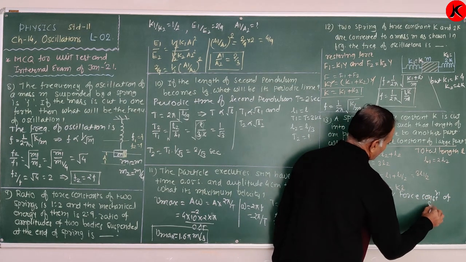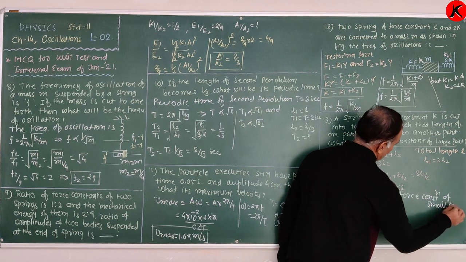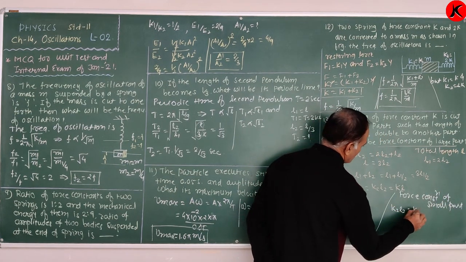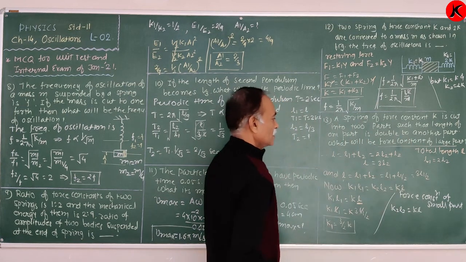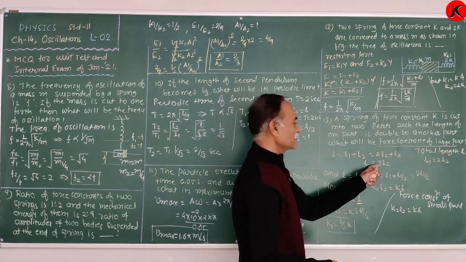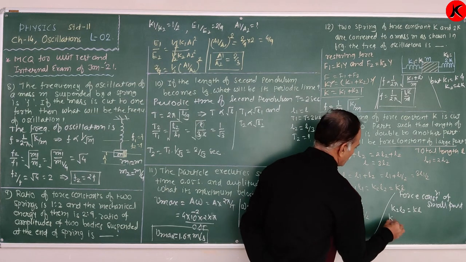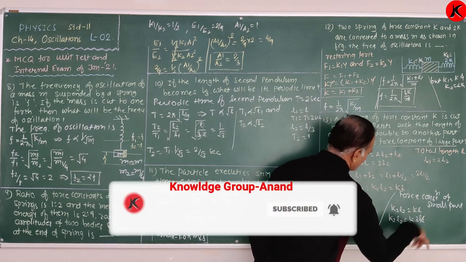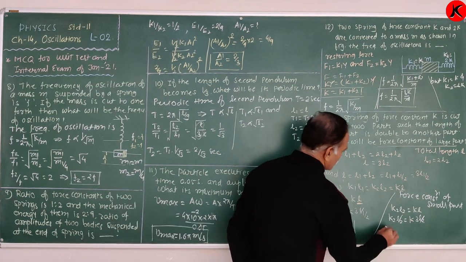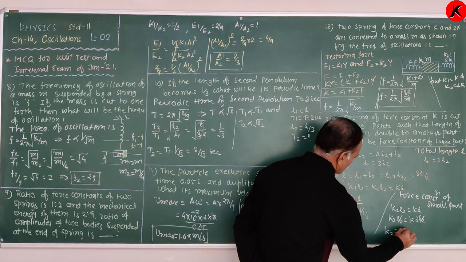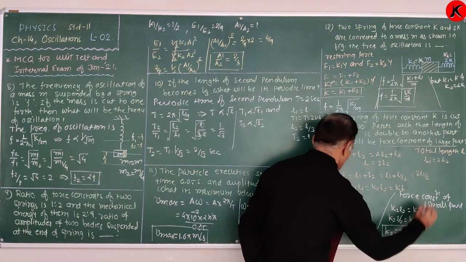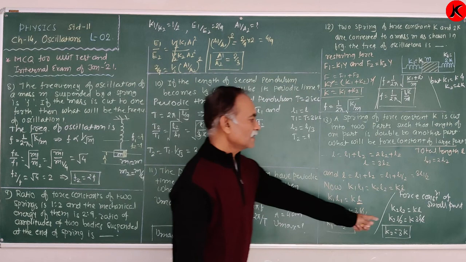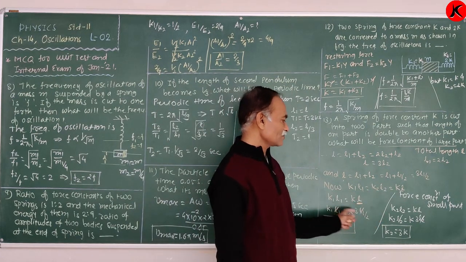If the small part is asked, we compare K2L2 is equal to KL. Here we substitute the value of L in terms of the small part. Therefore, K2L2 is equal to K into 3L2. L2 cancels. Therefore, K2 is equal to 3K. That is the force constant of the small part, and that is the force constant of the large part.